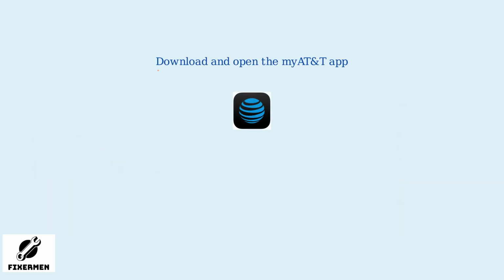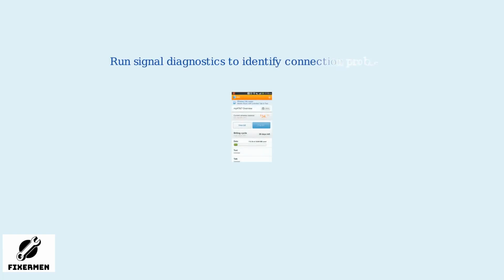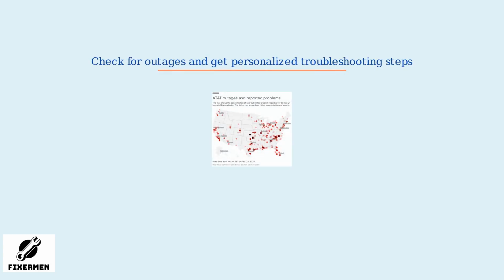AT&T's My AT&T app is a valuable tool for diagnosing connectivity issues. Download and open the app to get started. Once open, navigate to the Support section in the app menu. The app can run signal diagnostics to identify problems with your connection and suggest solutions. It can also report outages in your area and offer personalized troubleshooting steps based on your account and device, helping narrow down the cause of the 5G not available message.